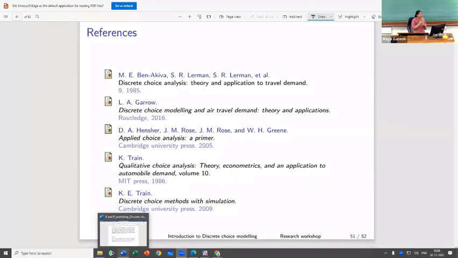Madam, one last point. What is the full form of this IIA? Is it the same as IID? No, it's independence of irrelevant alternatives.